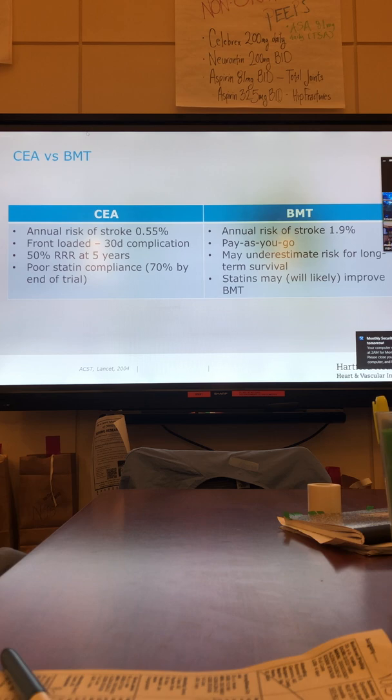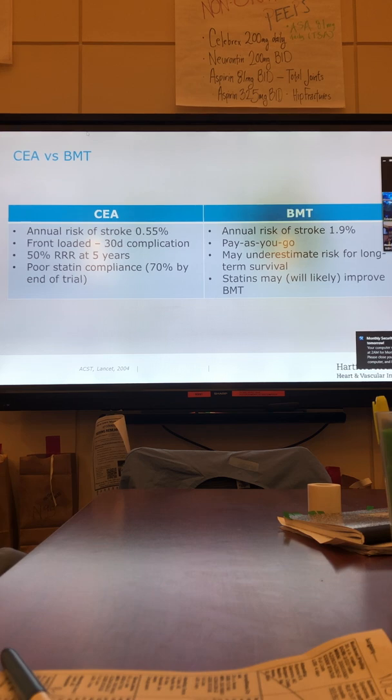And the other thing that's important for patients to realize is that it's what you call pay as you go, right? So if I tell a patient I'm not going to fix the carotid, and instead I'm going to make them do best medical therapy, it's not as though after a couple of years the stroke risk goes down. Every year the stroke risk remains the same. So why is that important?